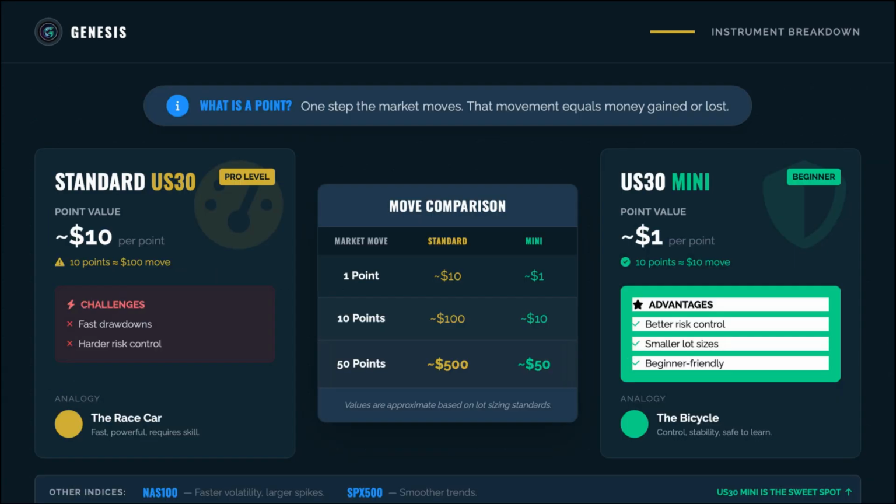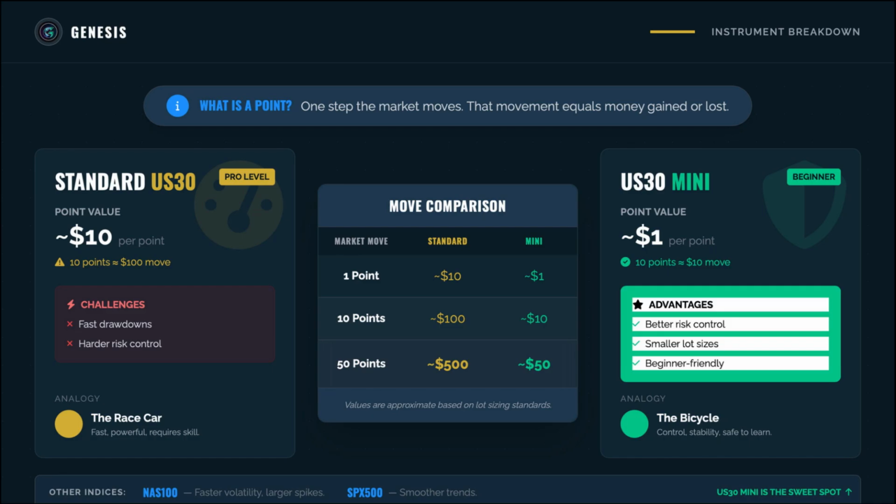Before we talk about lot size, we need to understand something very simple called contract size. Because with Genesis, they use mini contracts with indices. Think of contract size like the size of a dollar multiplier. Every time price moves, the contract decides how much money moves with it. Let's make this very simple.